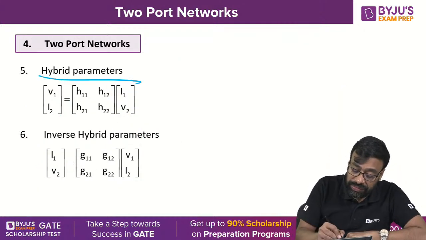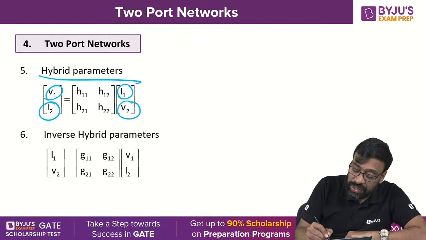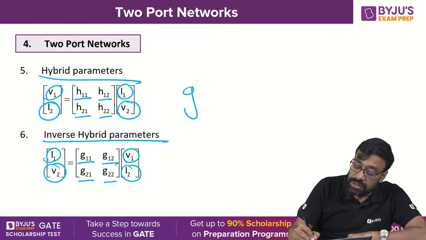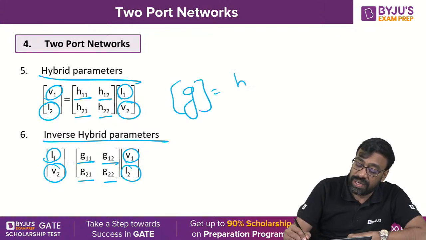Hybrid parameters, V1 and I2 in terms of I1 and V2, you will be getting H11, H12, H21, H22. Inverse hybrid parameters, I1 and V2 in terms of V1 and I2, G11, G12, G21, G22. G parameters are always the inverse of H parameters.